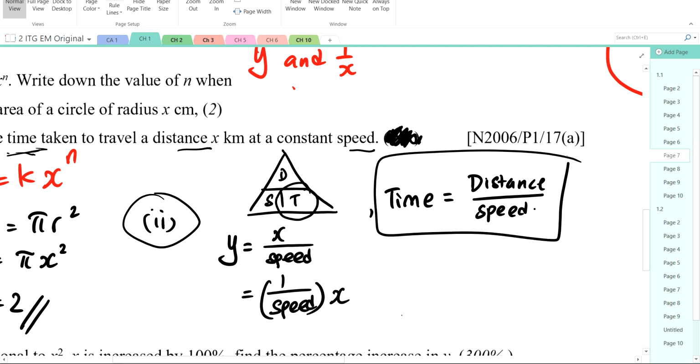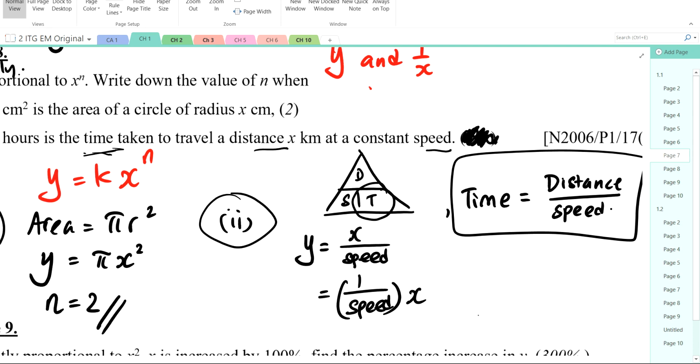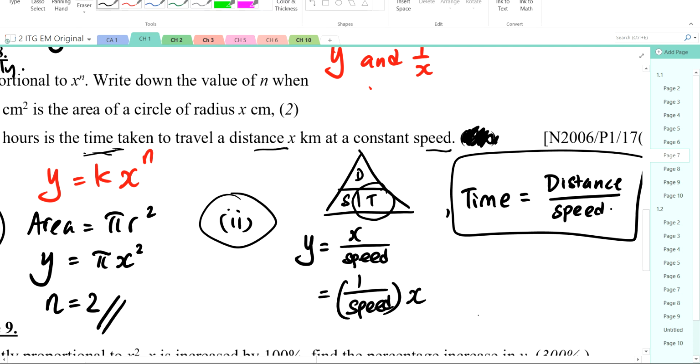Okay, over here, time equals distance divided by speed. All agree with that? Okay? So time is given by y. In the question, they say that time is y. So replace it. Y equals distance, which is x, divided by speed. Am I right? Is this portion okay? Who is not okay with this part? You must raise your hand and let me know now.